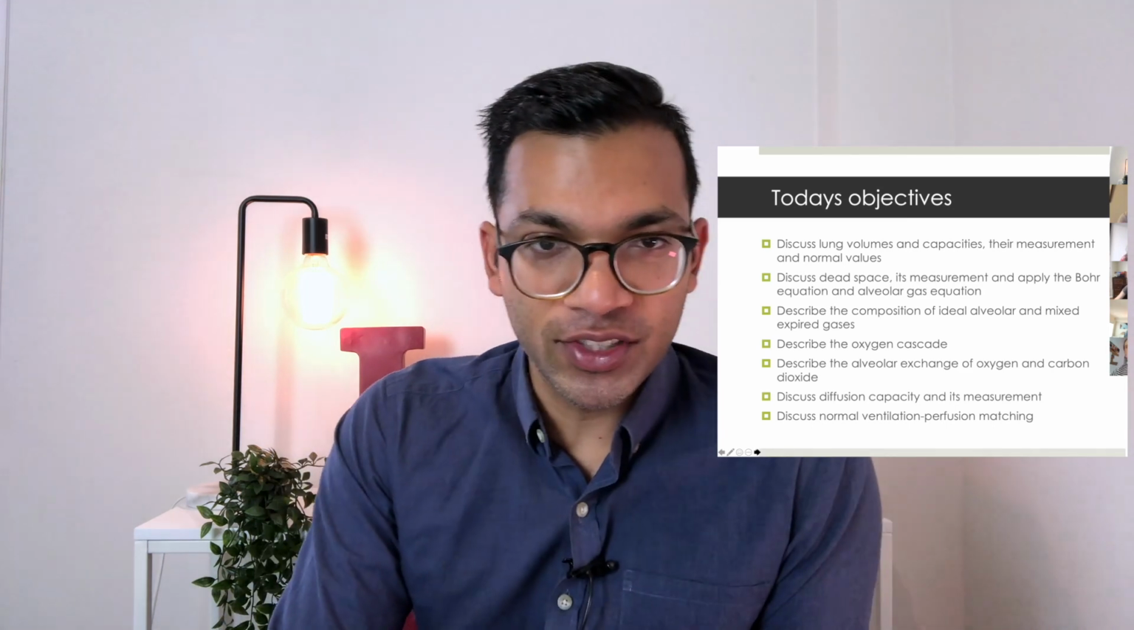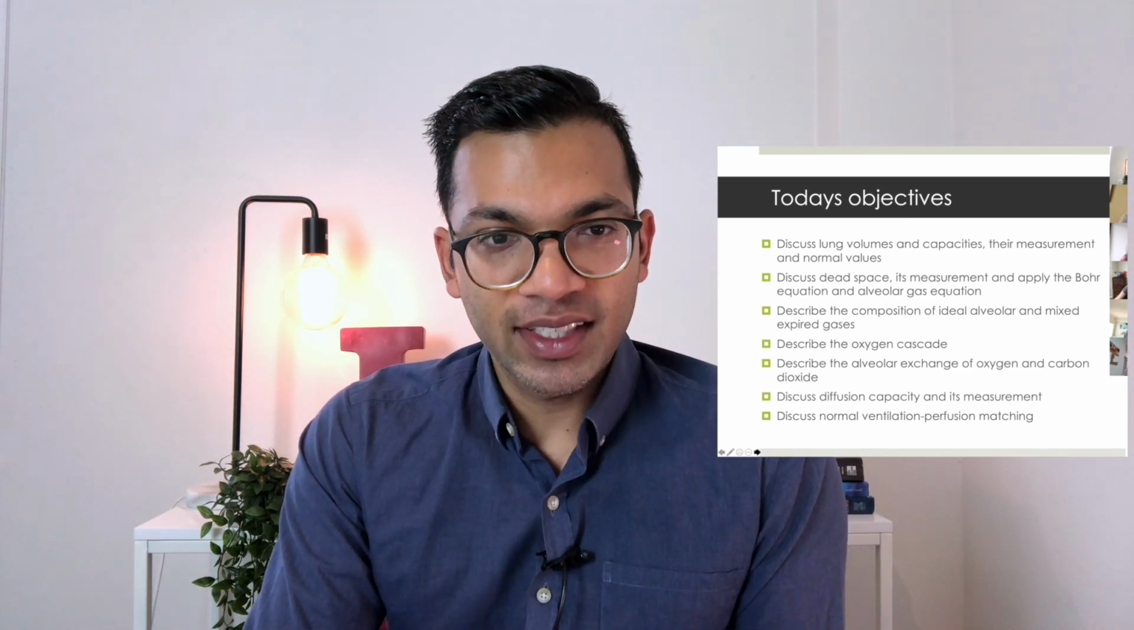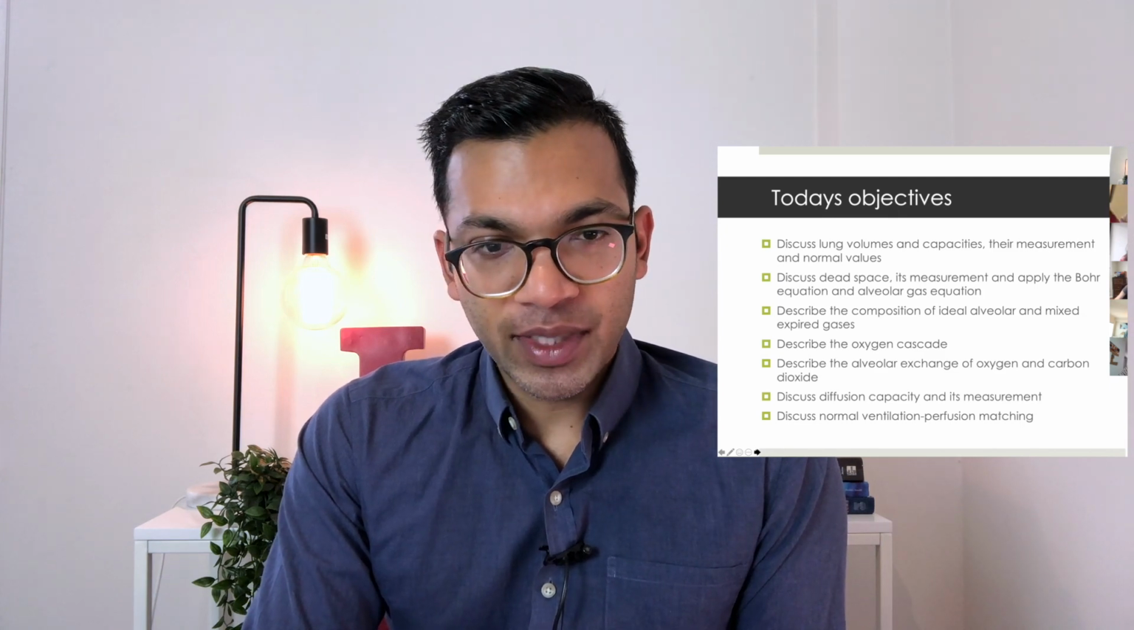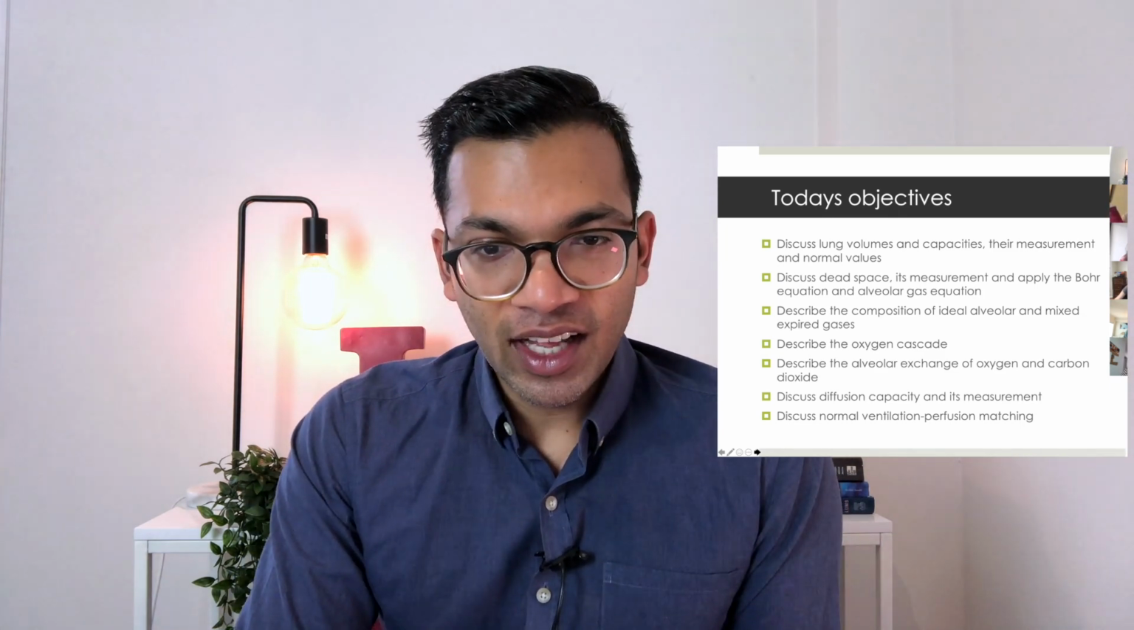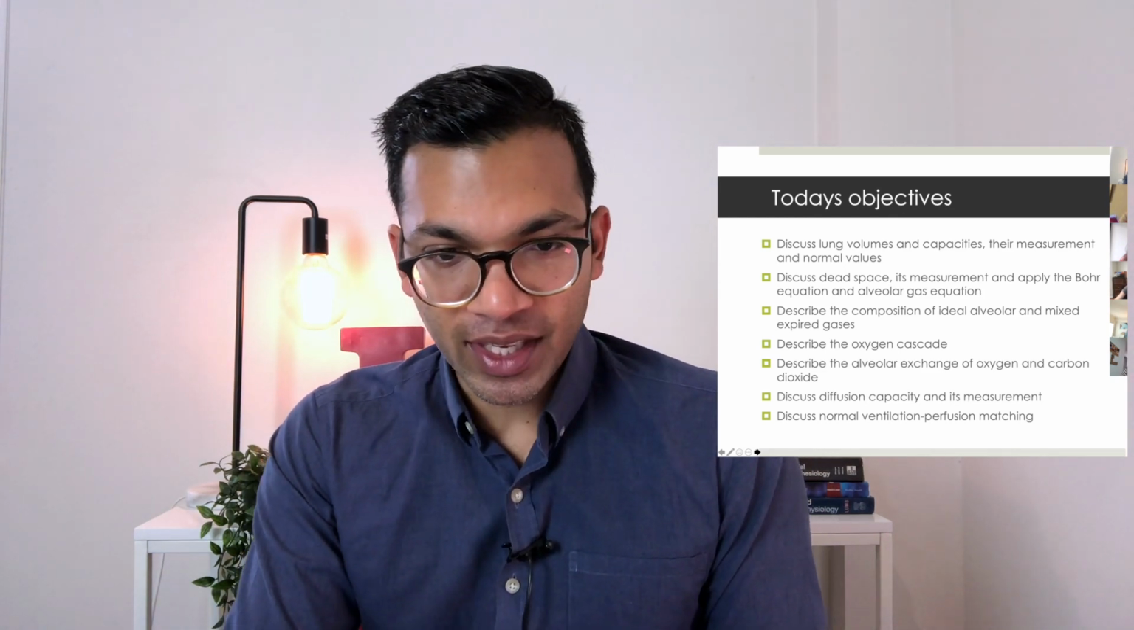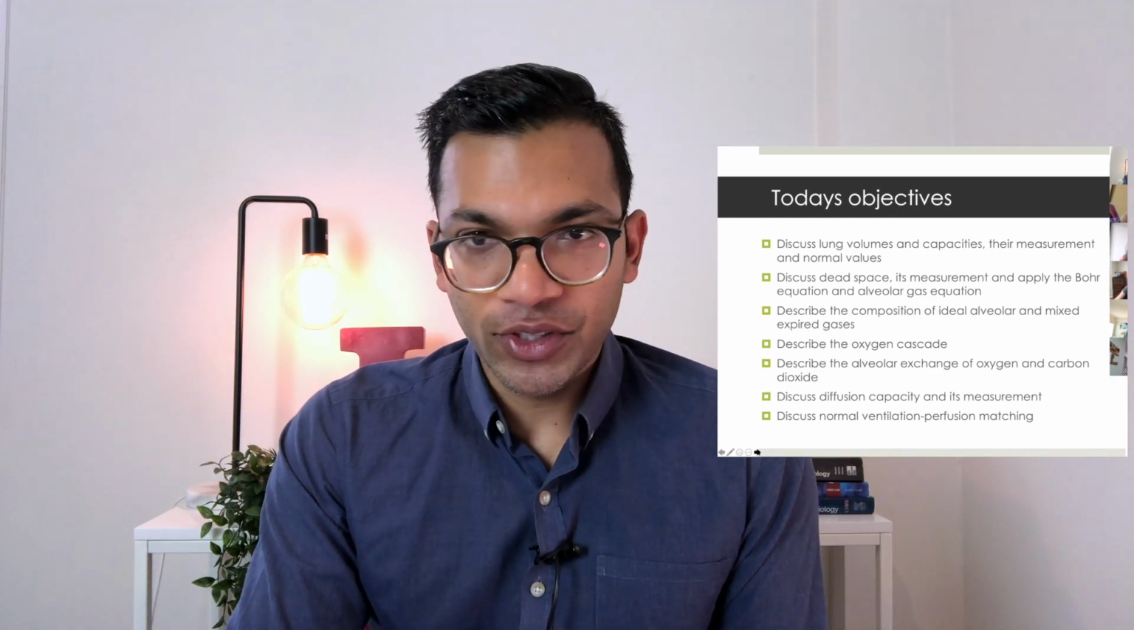Just to go through today's objectives: lung volumes, capacities, dead space, composition of ideal alveoli and mixed expired gases, oxygen cascade, alveolar exchange of oxygen and carbon dioxide, diffusion capacity, its measurement, and normal VQ matching. So we'll go through those today. Now, just to start off, I'm going to ask someone about lung volumes, capacities, and the measurement of normal values. Has anyone studied this recently, or anyone want to have a go at this?